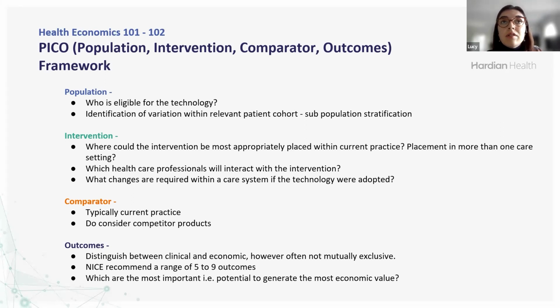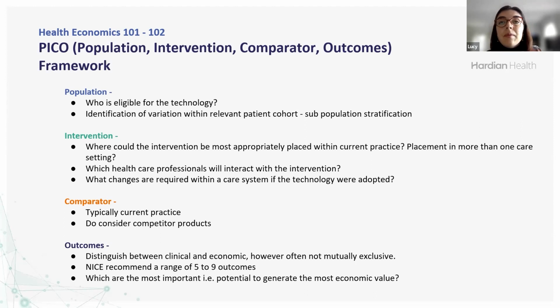And so, starting with population, of course, naturally you need to consider who is eligible for the technology. But then within this eligible population, we need to identify any variation within this population, because the more homogeneous your population is for the economic evaluation, the more accurate and robust your model is likely to be. And also the more likely you are to find the exact data to fit the model.